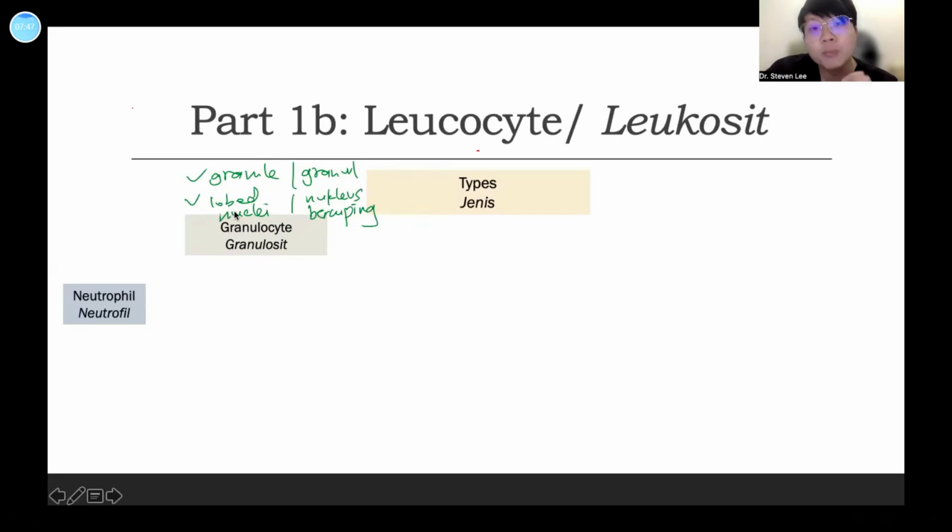Later I'll show you the picture. What's the meaning of loop nuclei? Okay, but whatever granulocyte, dia akan end with the word "phil." So kita ada neutrophil, basophil dengan eosinophil. Alright, but we talk about neutrophil first.